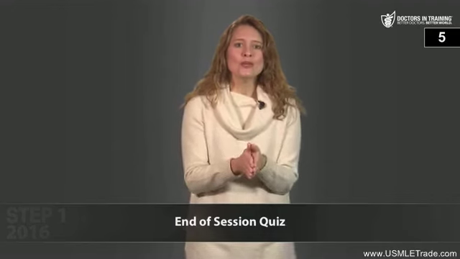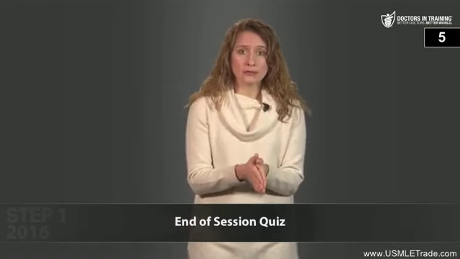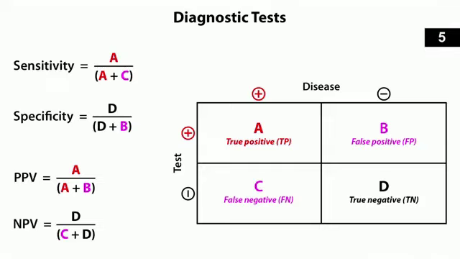All right, let's get started. What are the equations for sensitivity, specificity, positive predictive value, and negative predictive value? All right, one last time. Sensitivity is the true positives divided by the total of true positives plus false negatives. Specificity is the true negatives divided by the total sum of true negatives plus false positives. Positive predictive value is the true positives divided by the total sum of true positives plus false positives. And negative predictive value is the true negatives divided by the total sum of false negatives plus true negatives.